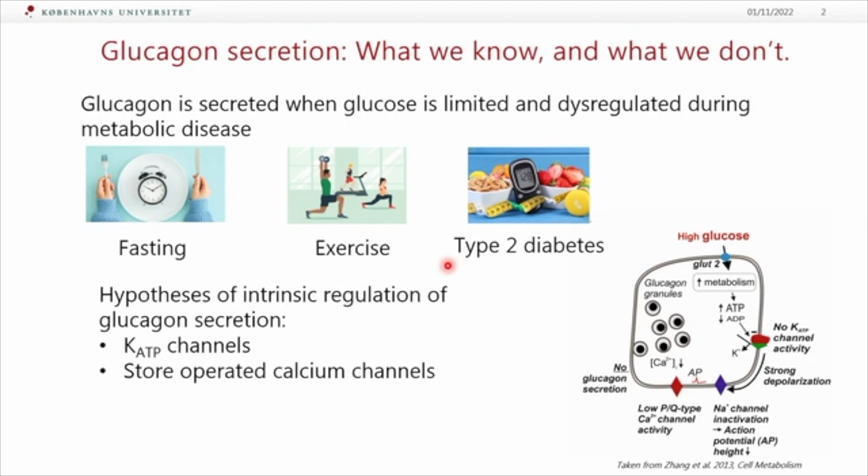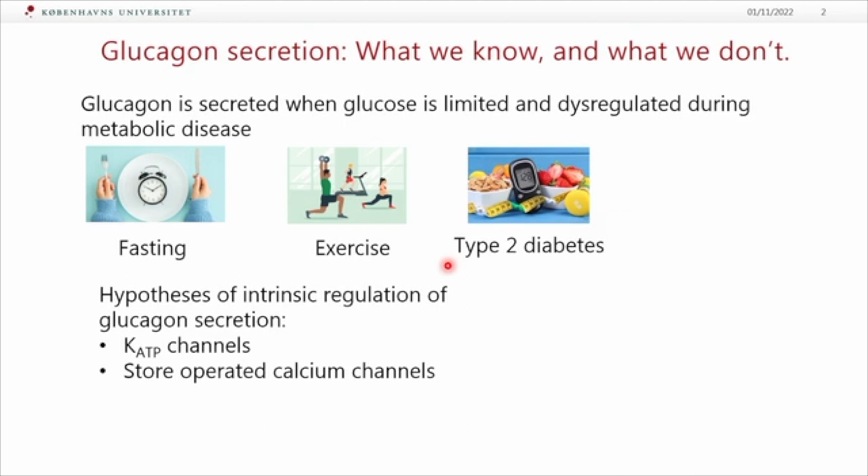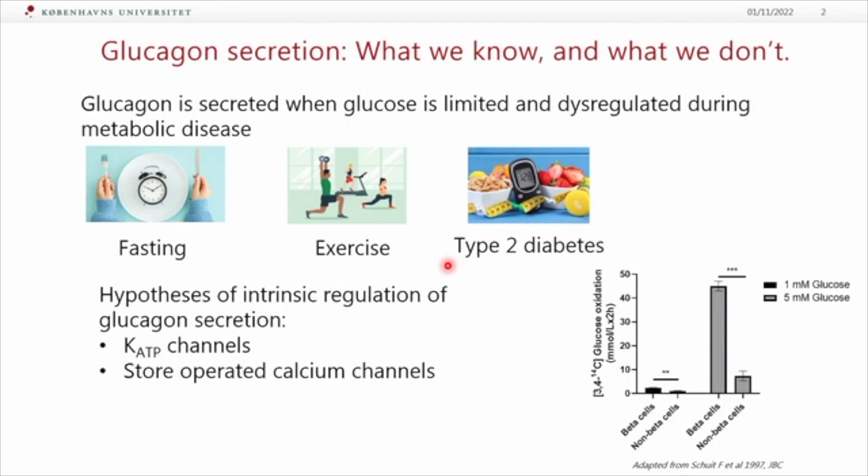So you can see that all of these mechanisms that have been proposed are very different, but they all begin with increased ATP production from glucose metabolism. And this is interesting because, A, we know that glucagon is secreted when glucose is limited, and also previous studies have shown us that actually, compared to the beta cells, alpha cells do not readily oxidize glucose.